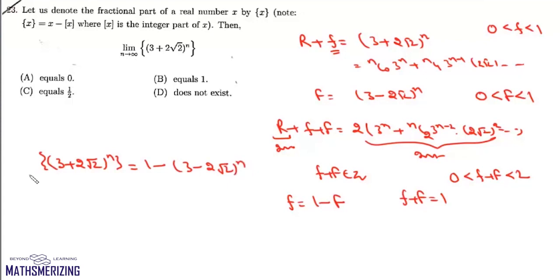Now we'll take this limit n tends to infinite. This is 1, and this value lies between 0 and 1. So a to the power infinite in this case will be simply 0. So the answer to this limit is 1, and that's your option B.